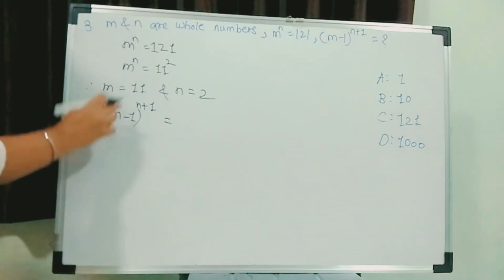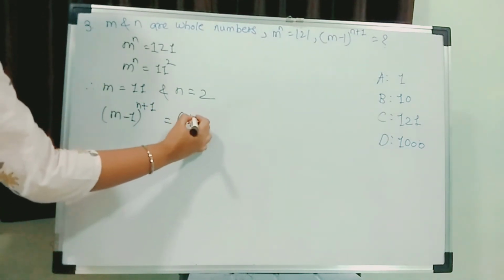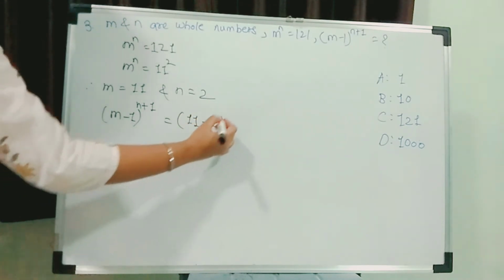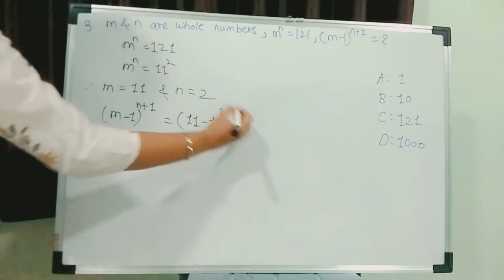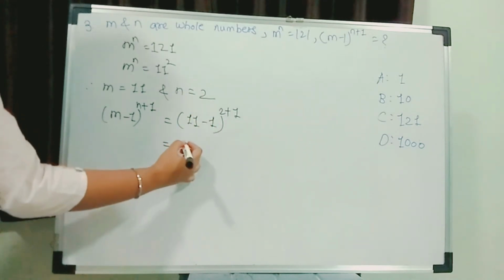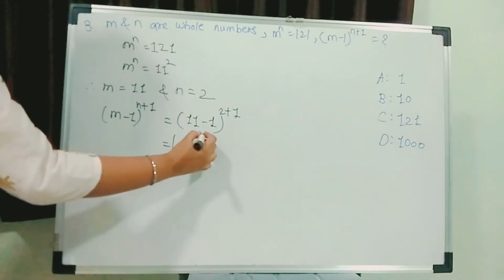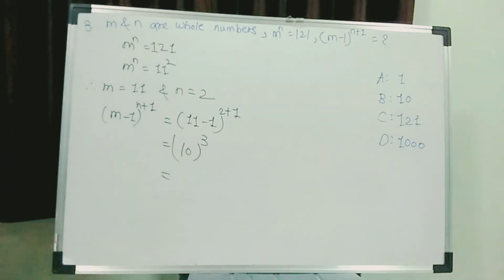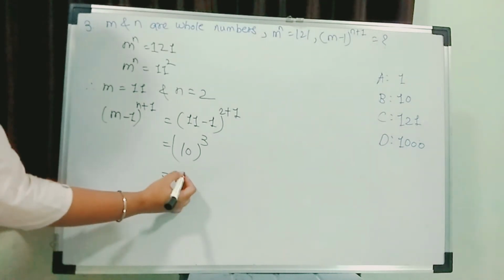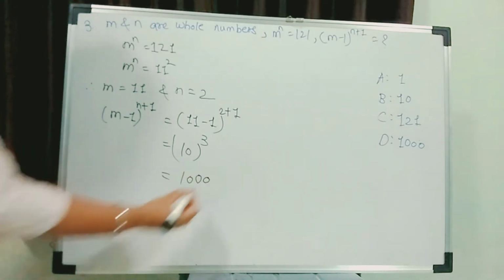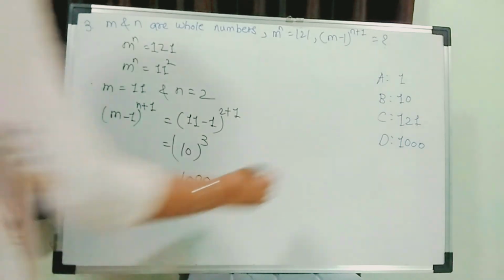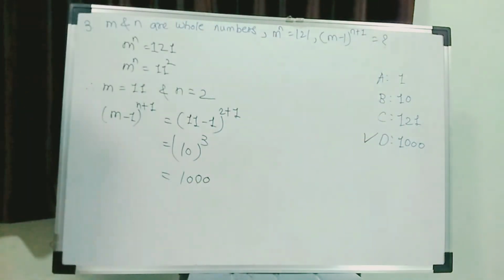Now we have to find the value of m minus 1 raised to n plus 1. So what is the value of m? 11 minus 1 raised to 2 plus 1. 11 minus 1, 10. 10 raised to 3. Option D is the answer.